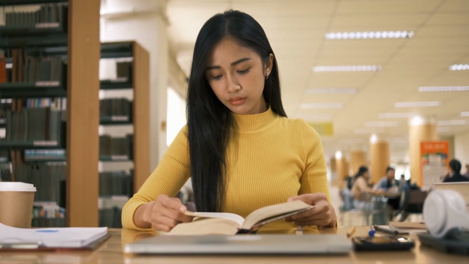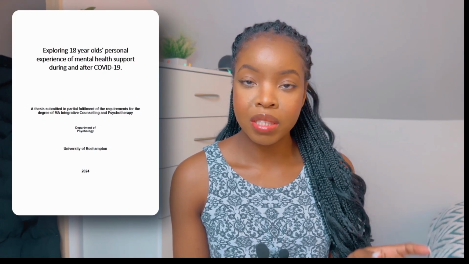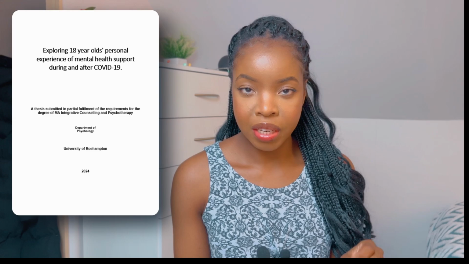And also at master's level, I didn't know this, but you could also get your research paper published if it's of a good enough standard. So that's also something to keep in mind. So after a lot of refining and researching, my final research question was exploring 18-year-olds' personal experience of mental health support during and after COVID-19.